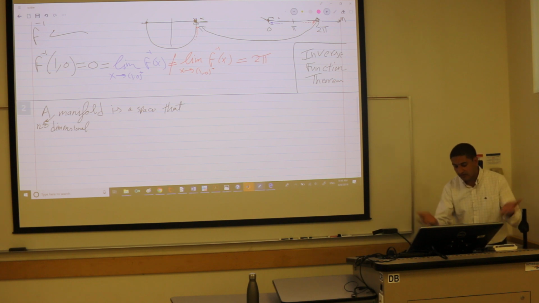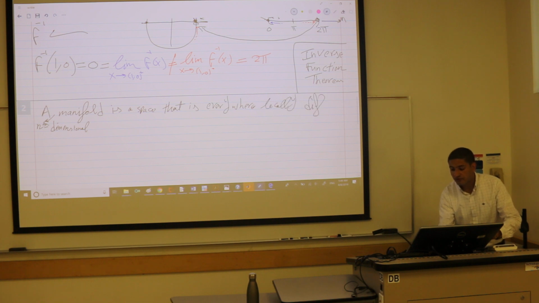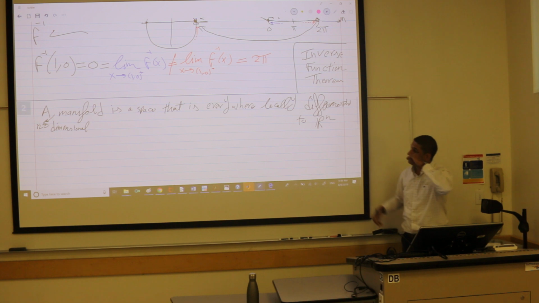If you want to memorize something, this is very easy to memorize. The space that is everywhere locally diffeomorphic to R^n. It just defines what you mean by diffeomorphism. It's the same n, nth-dimensional R^n. Okay.